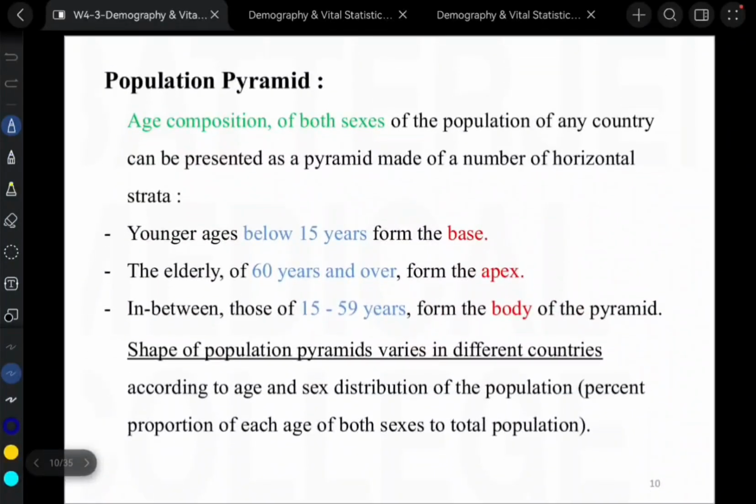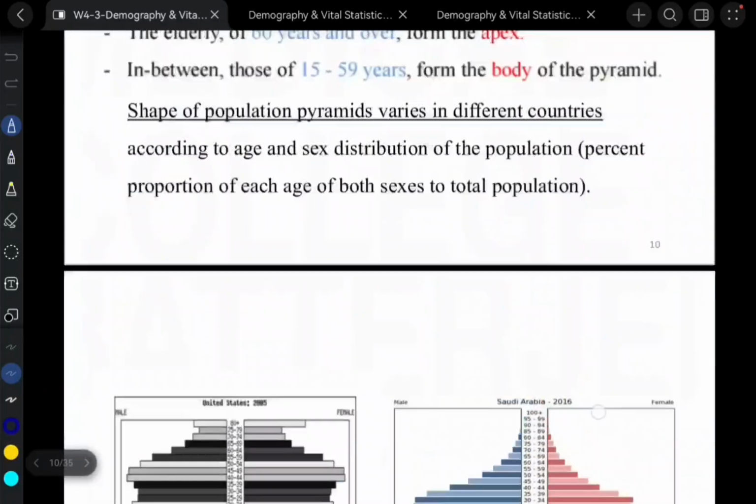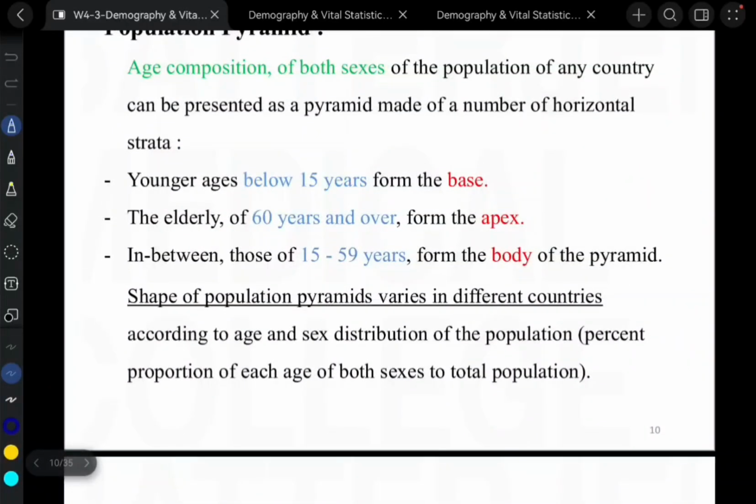Okay, now that's another important point, the population pyramid. It says here, the age composition of both sexes of the population of any country can be presented in a pyramid made of a number of horizontal strata. It's basically this one here. I'll explain it a bit better. Here we have the base, body, and apex. The base is people below the age of 15. The body is between 15 and 59, and the apex is the elderly people, above 60 years old. Okay.